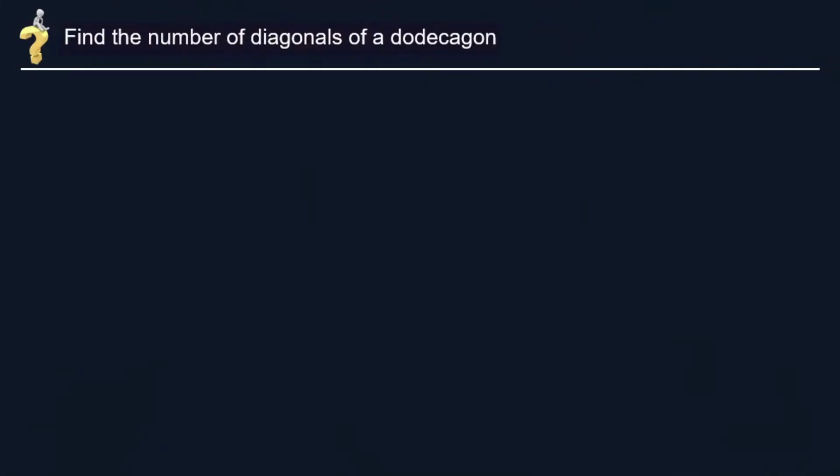Find the number of diagonals of a dodecagon. Dodecagon means it is a polygon of 12 sides. A polygon of 12 sides is what is called a dodecagon. So my question is, for a dodecagon, there are 12 vertices. That is, there are 12 points in the plane. Now the question is, find out the number of diagonals.